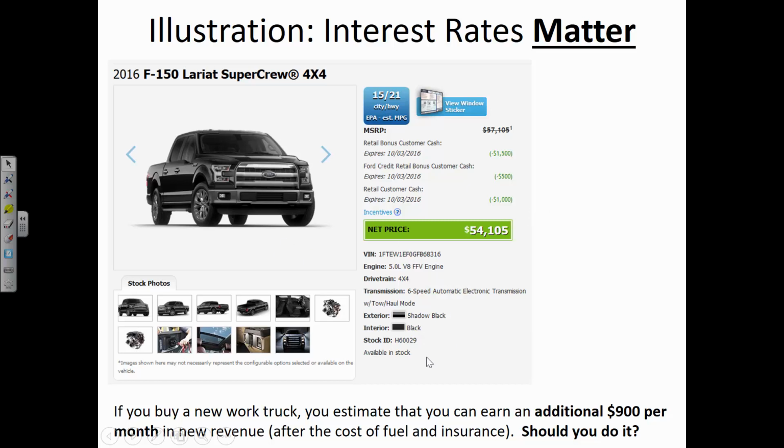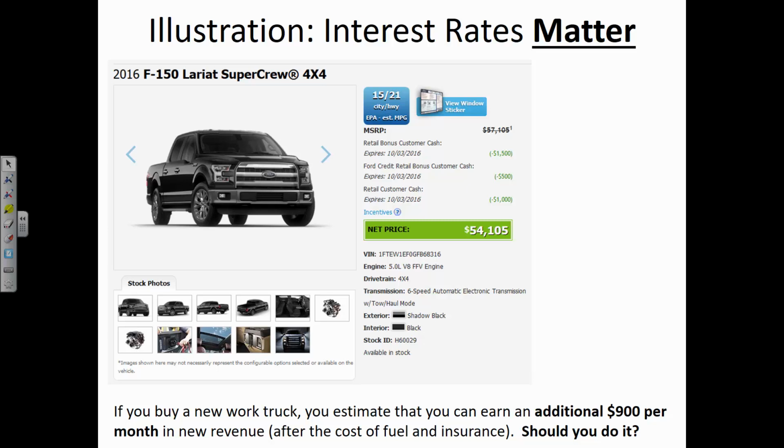So let's say, should you do it, if this was a business decision and it's not all about cup holders and leather seats, if you're doing it to try and generate revenue, what if you were going to get an extra $900 per month by owning that truck? It allows you to put people in the field doing a job, and so you're going to have some extra revenue.